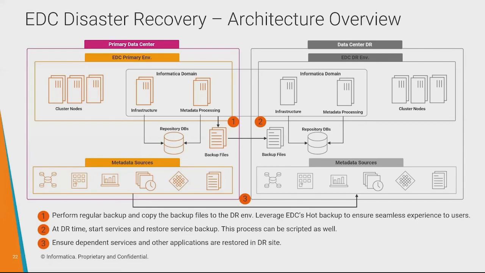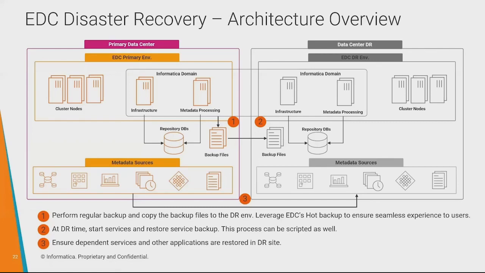And at DR time, when the disaster recovery testing or real disaster recovery is happening, you have to start the services on the backup node and restore the service backups. And for all these things, you can create a script as well. Informatica provides command line utilities to do a lot of automation here. And once you ensure that all dependent services and other applications are restored in the DR site, then the DR site can be used for testing purposes or actual usage based on what you're trying to do.